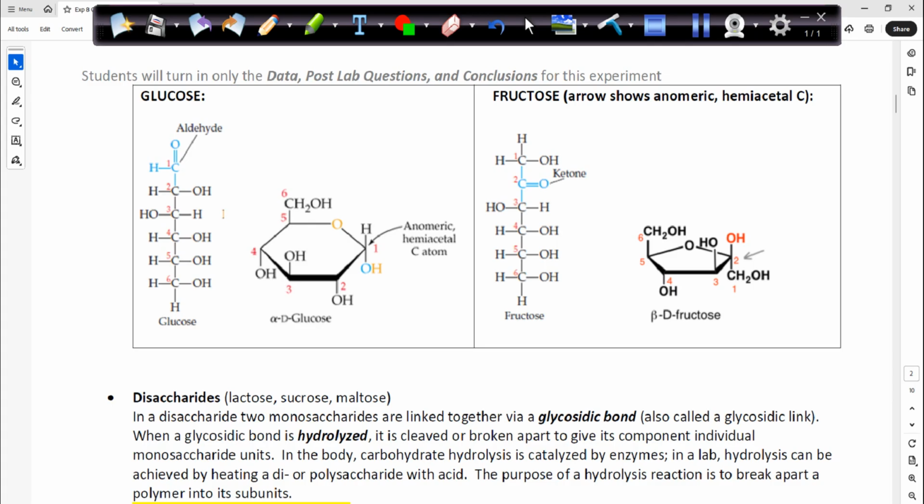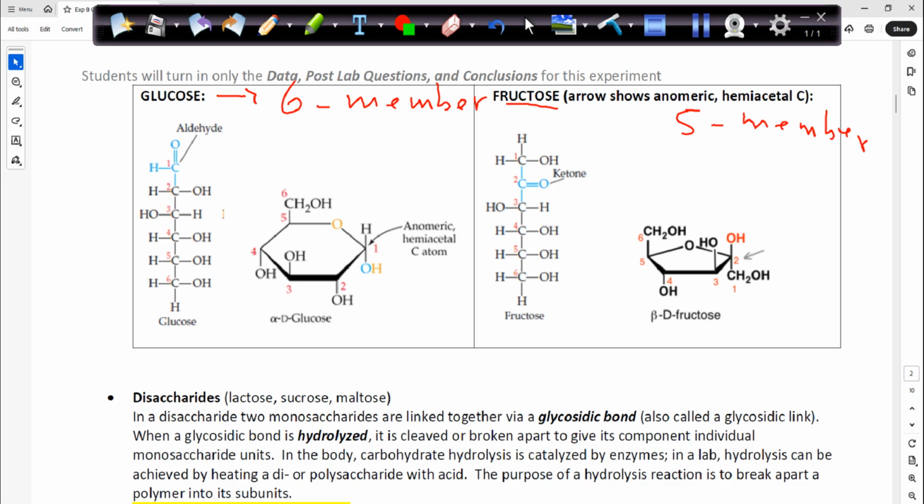The alarm is malfunctioning. So then we have fructose. Fructose is different from glucose. Glucose we call a 6-member carbohydrate. This is 5-member.